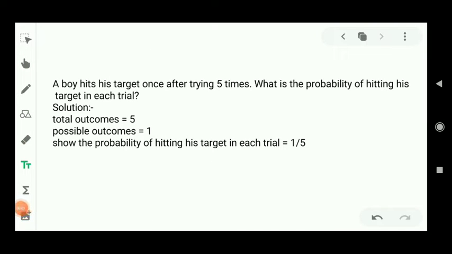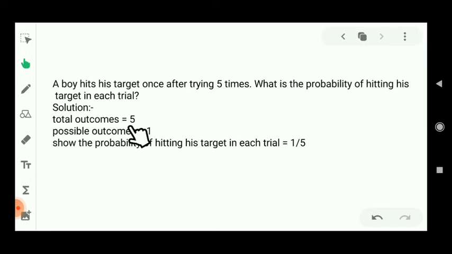Let's see the question number 3. The question number 3 is, a boy hits his target once after trying 5 times. What is the probability of hitting his target in each trial? Let's see the solution of this question, students.